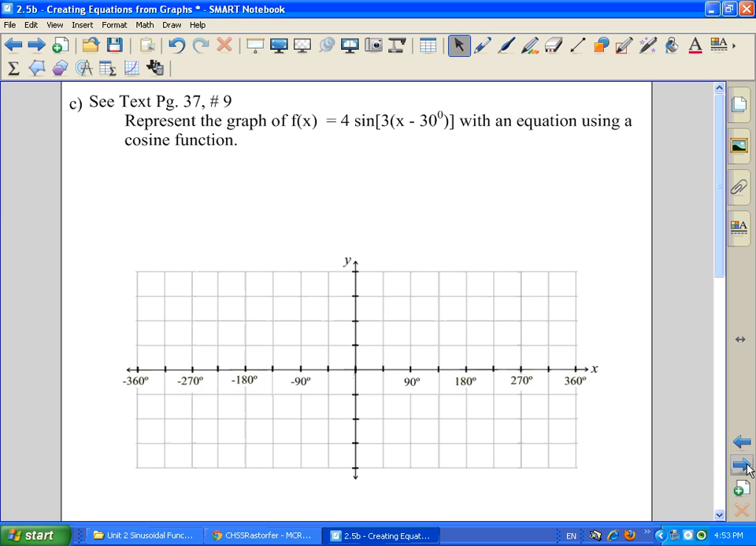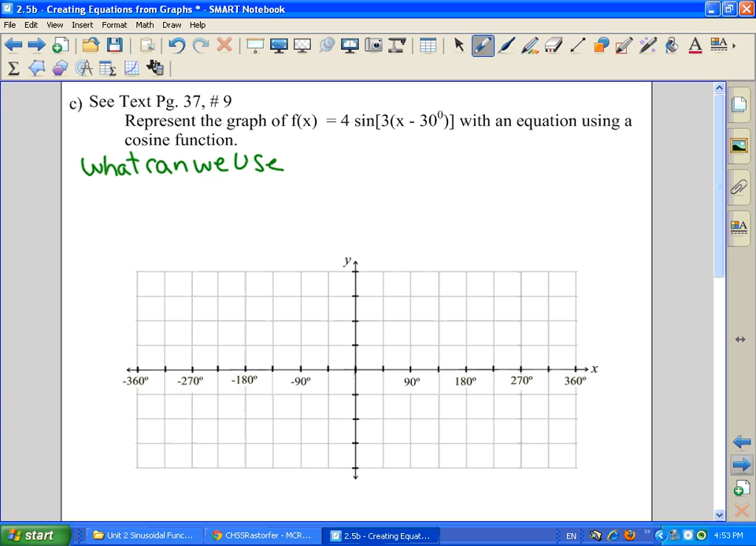So this is a question from your textbook, ladies and gentlemen, just to give you a little understanding of what's going on here. It says, represent the graph of 4 sine times 3x minus 30 with the equation using the cosine function. So in this case, folks, it gives you the sine transformation. They want you to convert it to a cosine. What we learned in the last example, what can we use, or what information's the same? So what can we use?